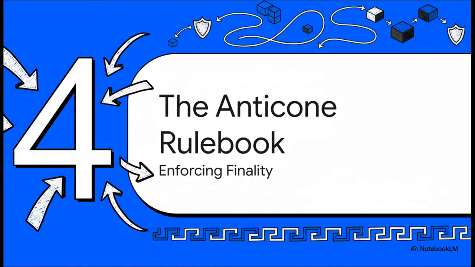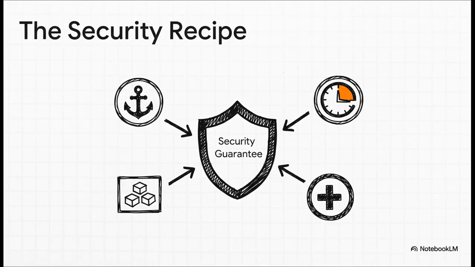Okay, so this sounds great in theory, but how does the network actually enforce this security? It's not magic. It's a really clever set of rules that are baked right into the network's consensus protocol. This is the Anticone rulebook. You can think of this guarantee as a kind of security recipe with a few key ingredients. First, you've got standard chain stability, which just makes sure the main path is secure.